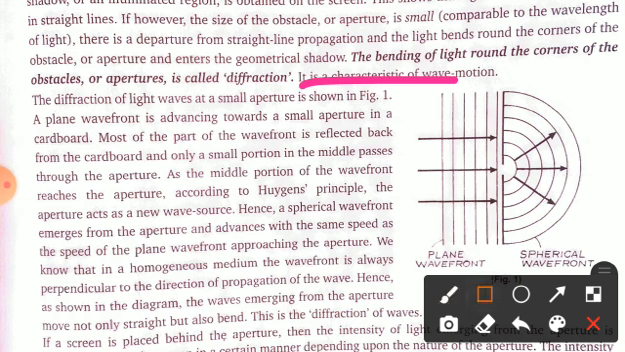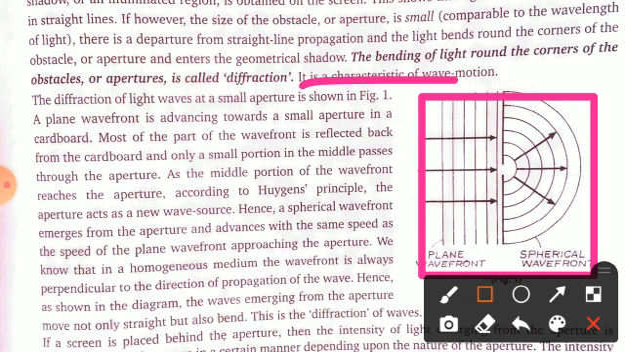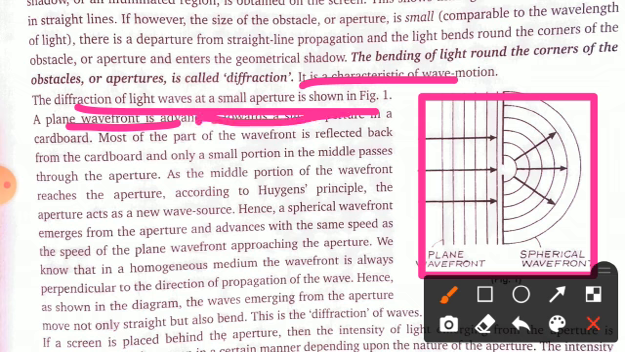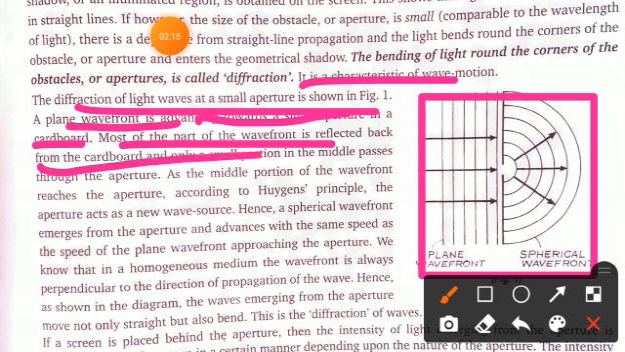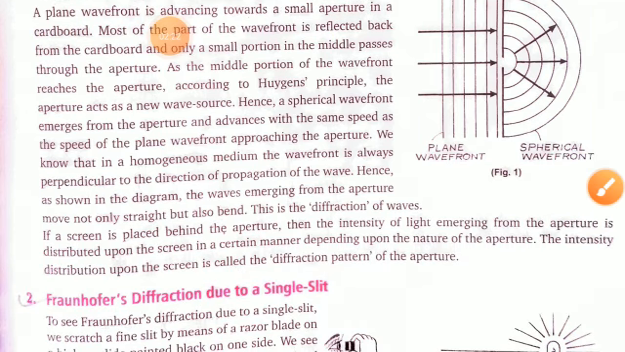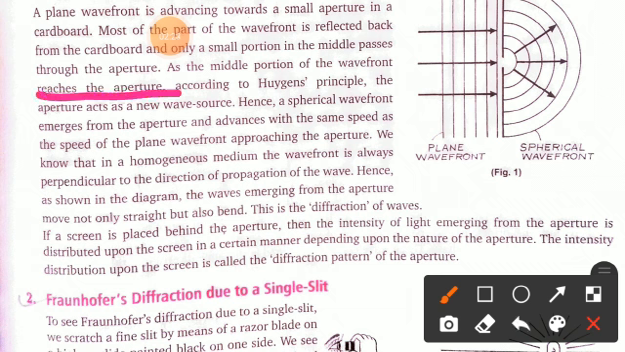Here you can see, this is the figure given here. And what is the figure showing? The diffraction of light wave at a small aperture is shown here in the figure. So a plane wavefront is advancing toward a small aperture in a cardboard. Now most of the wavefront is reflected back from the cardboard and only a small portion in the middle passes through the aperture. Clear? So as the middle portion of the wavefront reaches the aperture, according to the Huygens principle, the aperture acts as a new wave source.